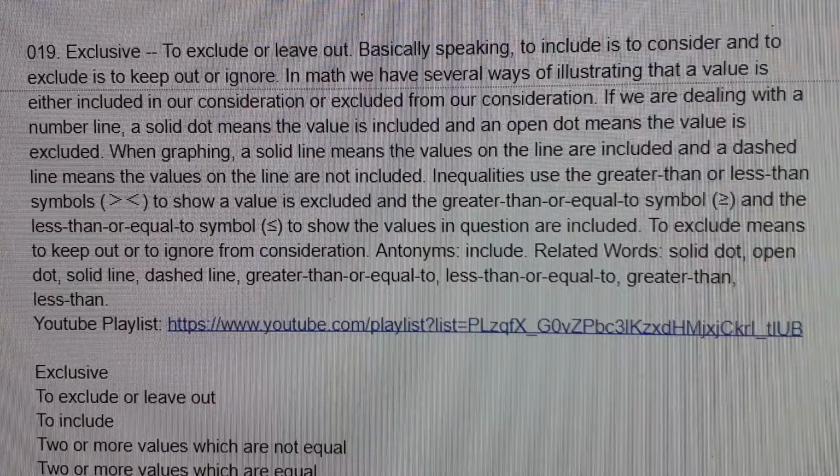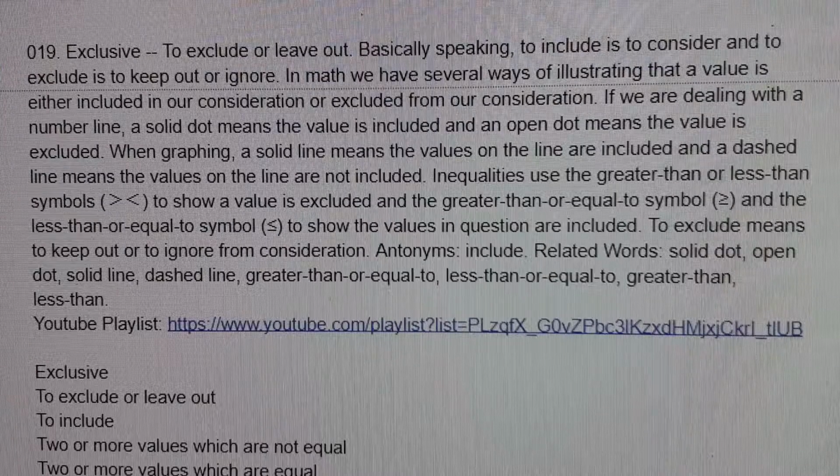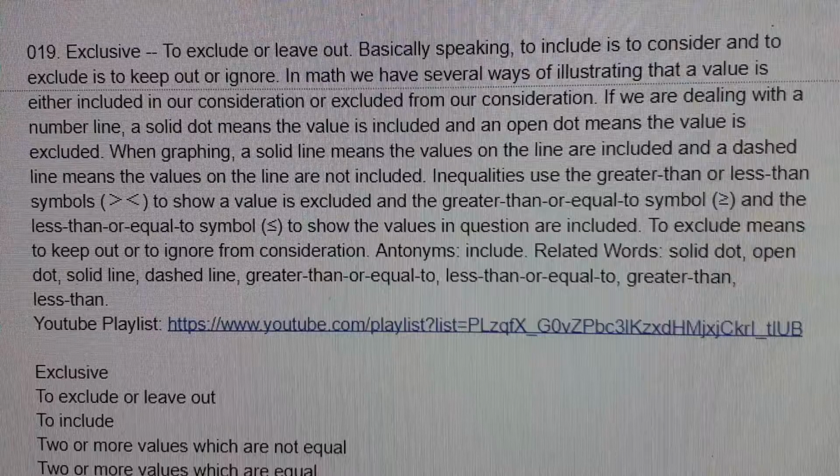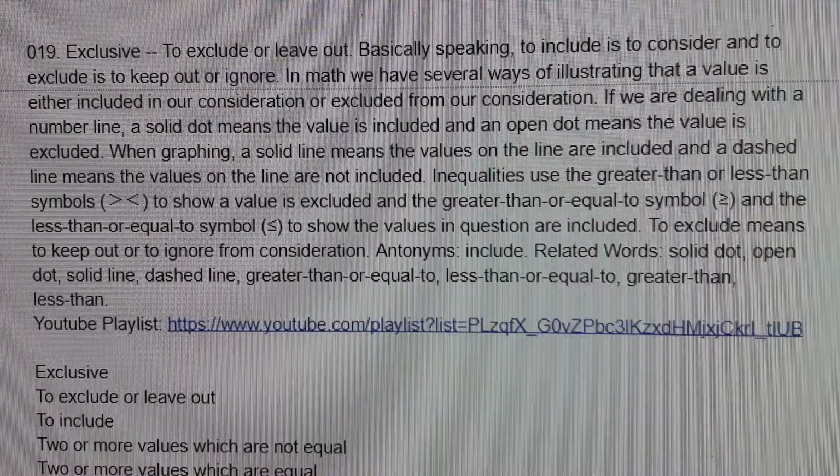When graphing, a solid line means the values on the line are included, and a dashed line means the values on the line are not included.